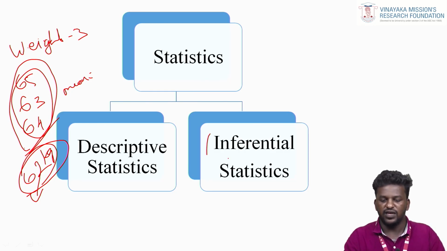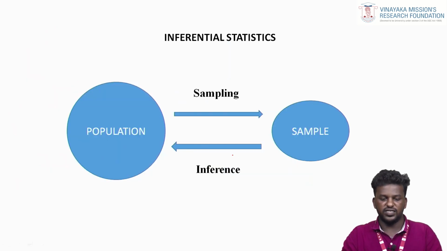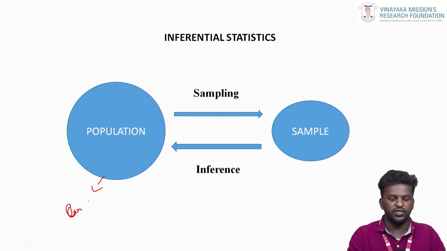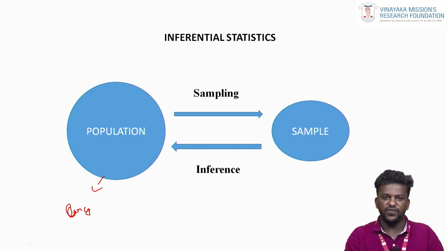Then we come to inferential statistics. Inferential statistics is one of the important techniques in statistics, also known as the heart of statistics. It plays an important role in decision making about the population parameter, the population measures. This circle indicates the population, that means a large group of data or individuals. You take a sample from this population by using sampling techniques. There are two types, probability and non-probability. Anyway, you take a sample from the population.